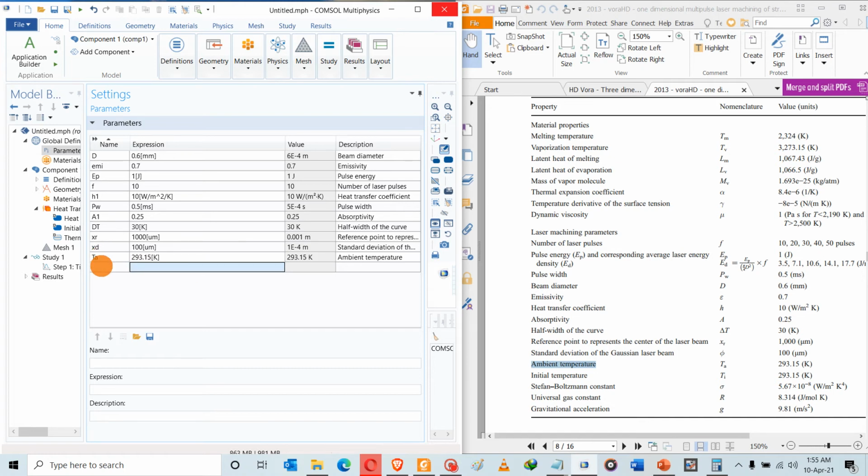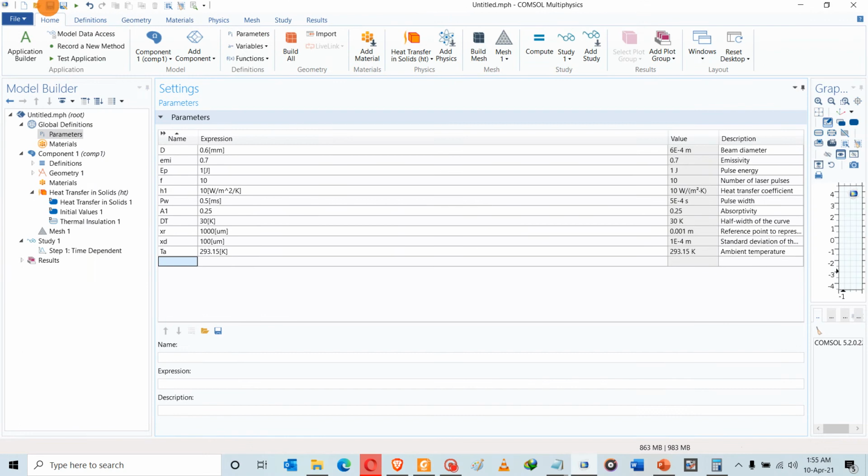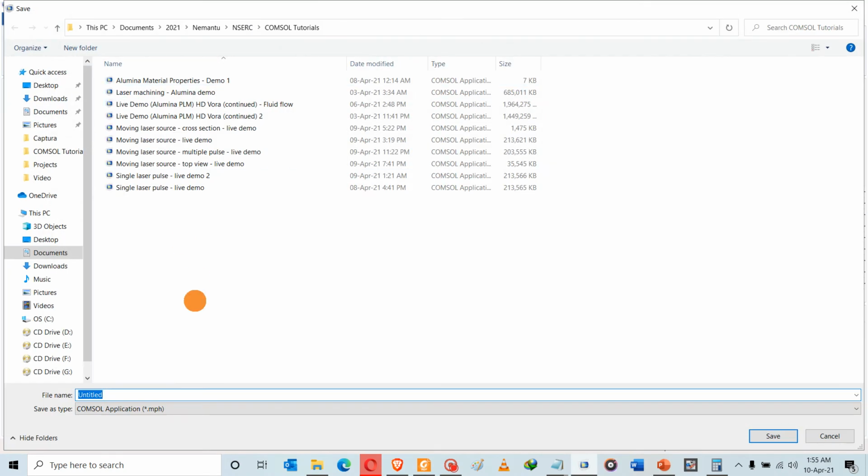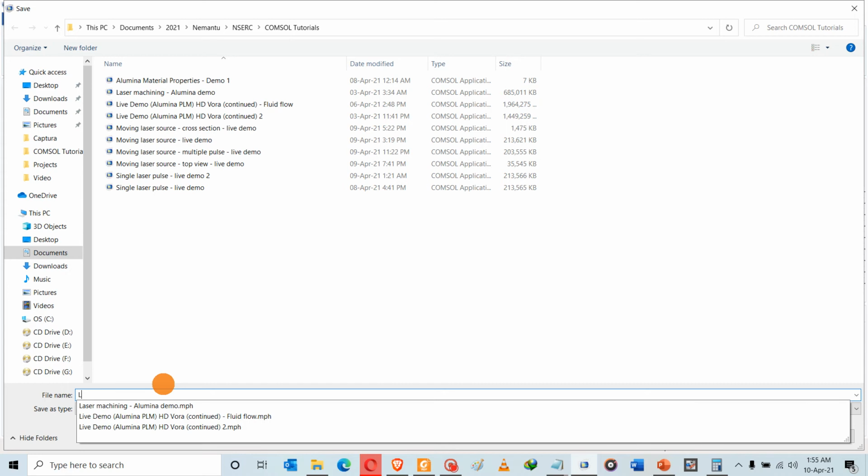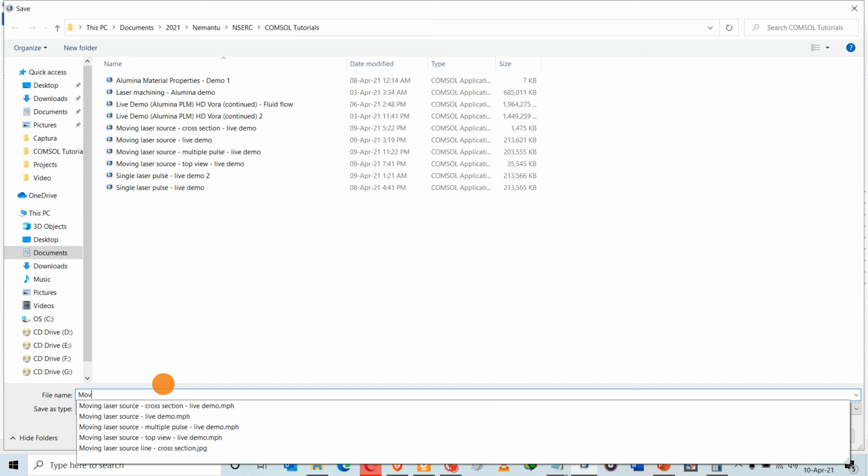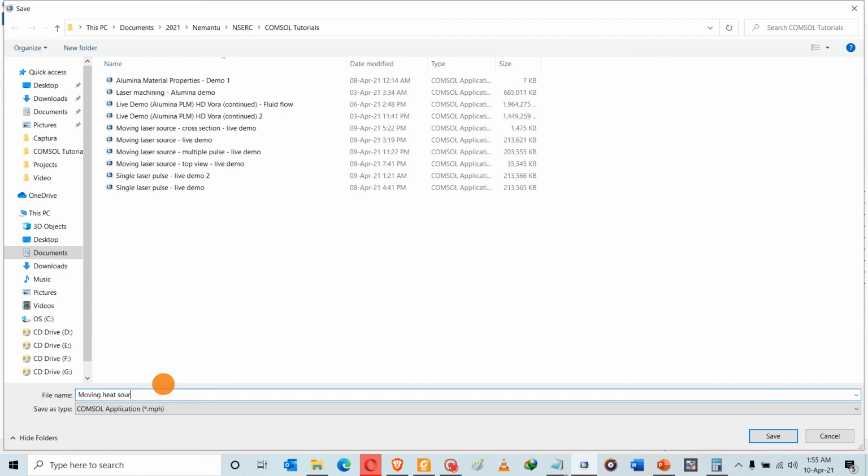Next, let us insert the sample dimensions. So I'm going to expand this. Let me save this. Let me say moving heat source. Let's say heat source. Live demo.